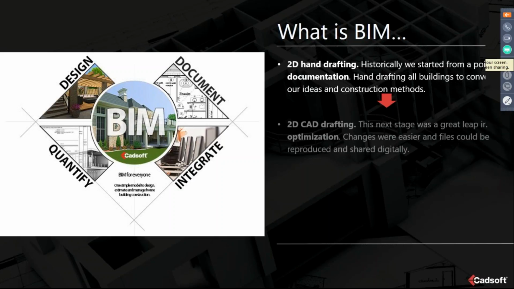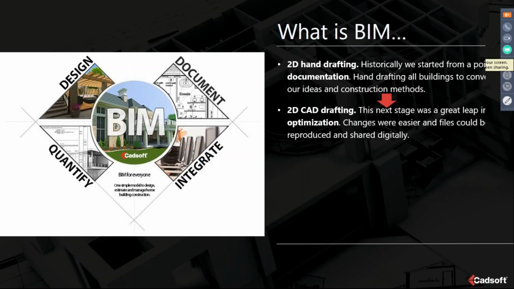And then over time, we went into the next stage, which was a great leap in optimization, when we had 2D CAD drafting. So we were still following the same process, drawing lines to represent our elevations and floor plans and our materials that we were using, but changes were easier. We could throw away that electric eraser and forget about rubbing holes in the vellum like we used to. Now we could do that all in the 2D CAD environment: click, erase. It was much more efficient.